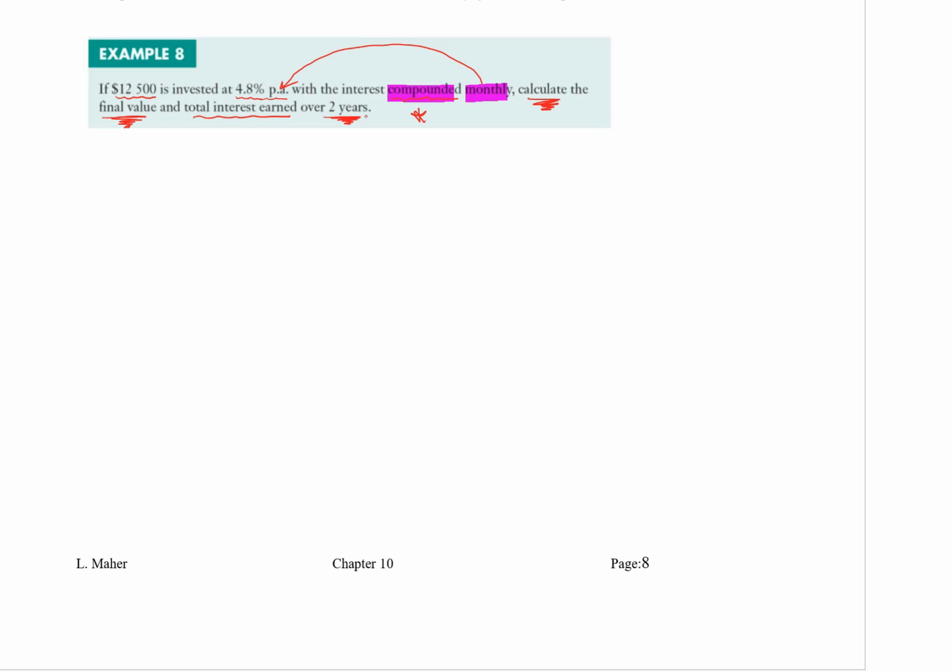Look, there's almost nothing that can be ignored in those two lines. It's really important that you now begin your solution by identifying the parts of this question that I've underlined. If 12,500, that's obviously our P. That's the amount that's been invested. The rate is 4.8% per annum. We know immediately that has to be a decimal.